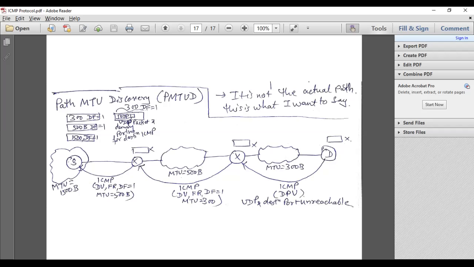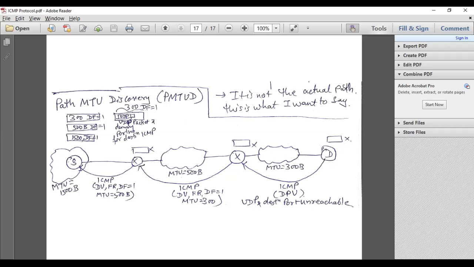The sender sends it, it crosses the first router, passes through the network, and reaches the second router. The second router sees that there is an MTU of 300 on the other side. So again it will generate an ICMP packet with destination unreachable, fragmentation required, DF equal to 1, and MTU equal to 300. The ICMP has to then reach the source through the router. So now we know that the MTU is 300, so the source will send the packet with size 300 and DF equal to 1. In that case, it will successfully reach, right?